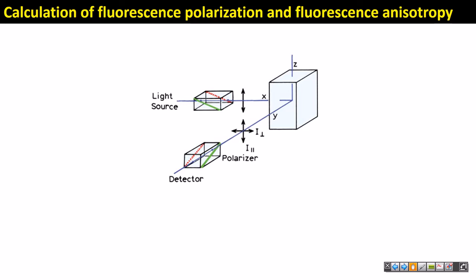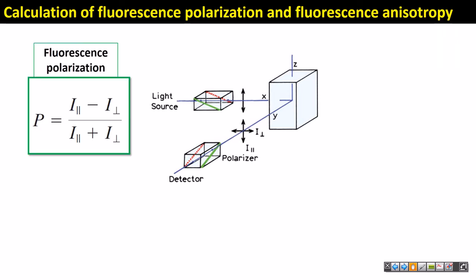If the polarizer is allowing the parallel light, that gives the intensity of the parallel emitted light. Then if you rotate the polarizer to the vertical, that gives the intensity of the vertical light. By using these two parameters, I parallel and I perpendicular, you will get fluorescence polarization. The formula subtracts the two intensities, parallel minus perpendicular, and divides by the total intensity. So you can use this formula to get the fluorescence polarization.